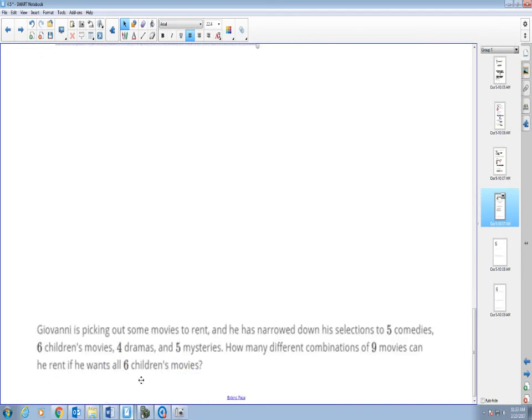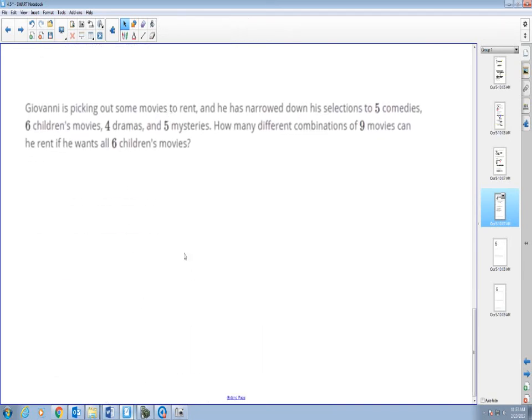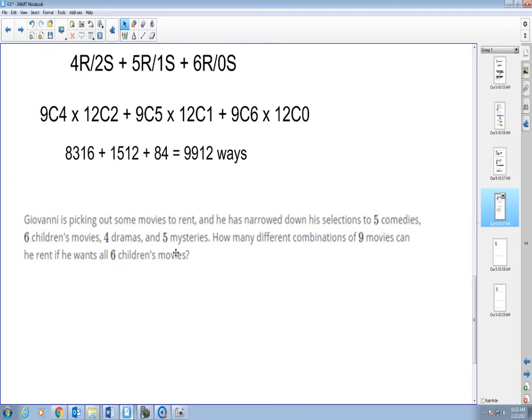Alright, let's do another movie question. So this is a slightly different scenario. I don't really know how to say this one. Giovanni is picking out some movies to rent, and he has narrowed his selection down to 5 comedy, 6 children, 4 drama, and 5 mystery. So how many different combinations of 9 movies can he rent if he wants all 6 children's movies?